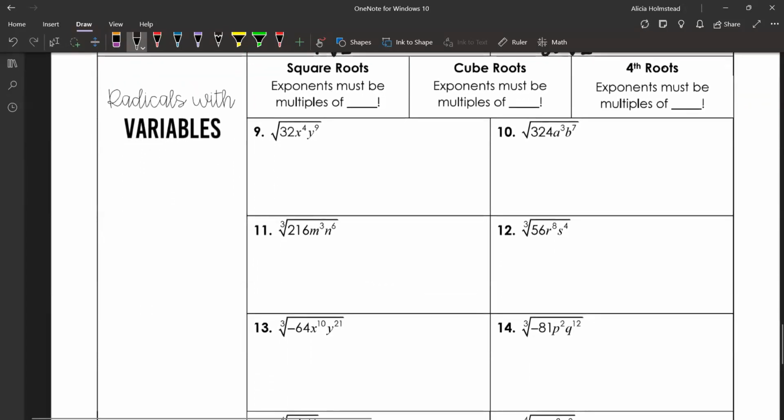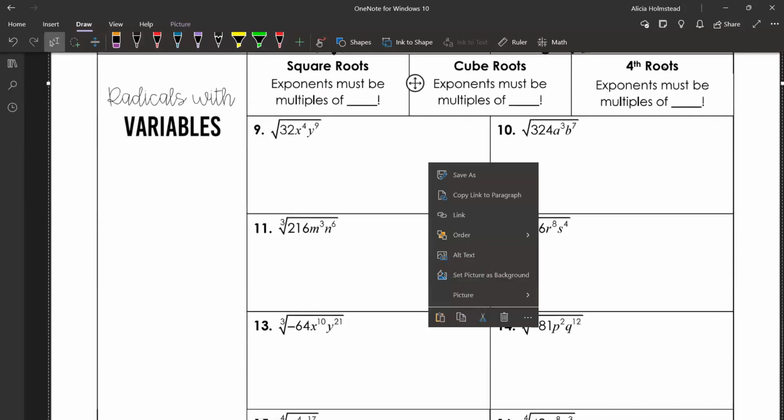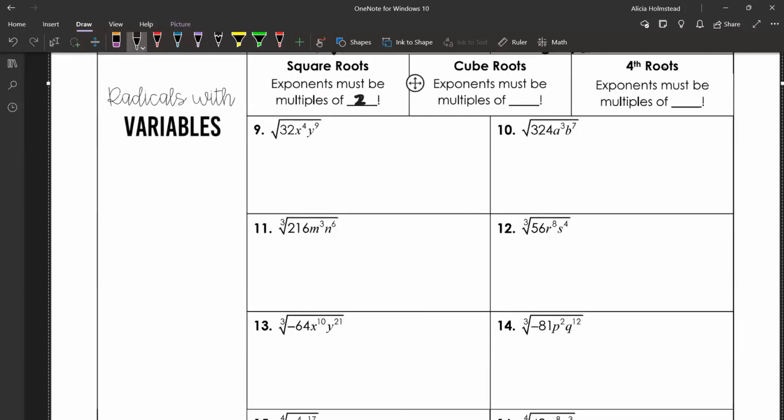The last idea that I want to introduce in this video is radicals with variables. And so when we're dealing with roots, if it's a square root, our exponents need to be a multiple of 2 in order for them to be simplified all the way. Our cube roots need to be a multiple of 3, and our fourth roots need to be a multiple of 4. So you'll kind of see what that means here in a second.